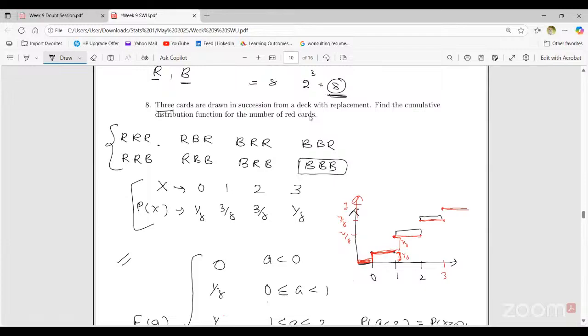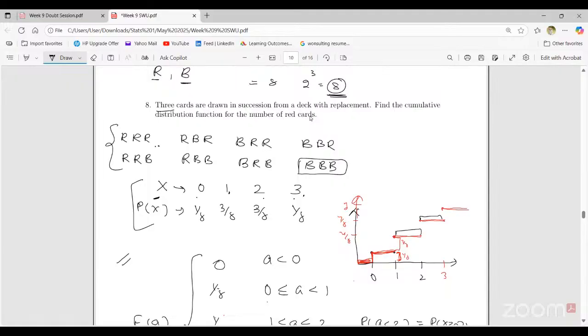Now, what are my cases that I can have? I can have 3 red cards. Then I can get 2 red cards, then a black card. I can get red, then black, then red. I can get red, black, black, like this. So I can have 8 cases like this. Now X is denoting the number of red cards. So the values that X can take are 0, 1, 2, and 3. 0 means there are no red cards, 1 red card, 2 red cards, 3 red cards.